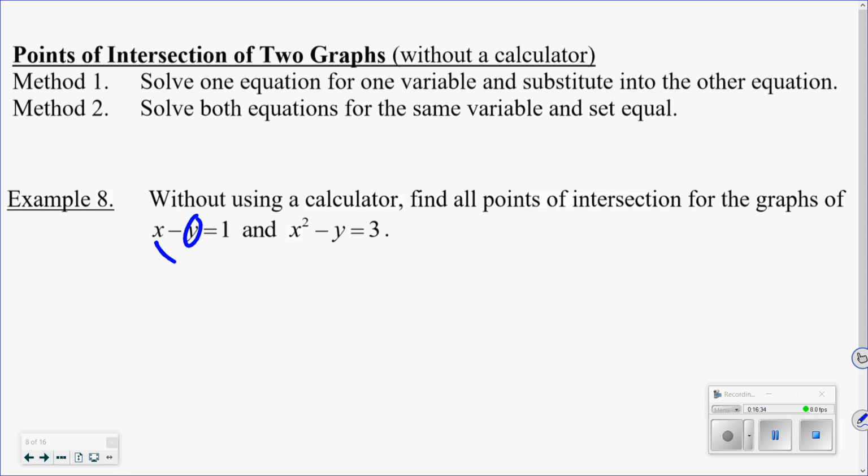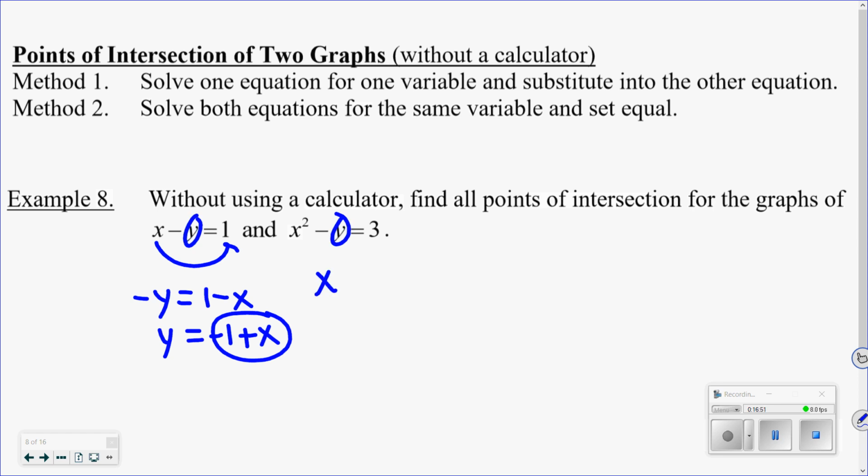So I'm going to minus the x over. I get negative y equals 1 minus x. Divide by negative 1, y equals negative 1 plus x. That's what y is equal to. Okay, now I take that, and I substitute it in for a y right there. So I end up with x squared minus (negative 1 plus x) equals 3. I'm going to distribute that negative through. I get x squared plus 1 minus x equals 3.